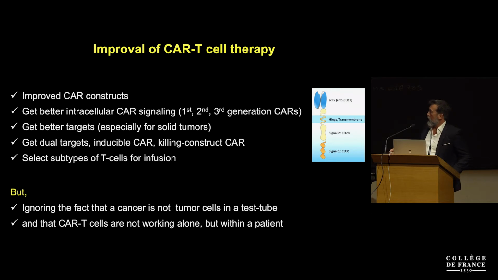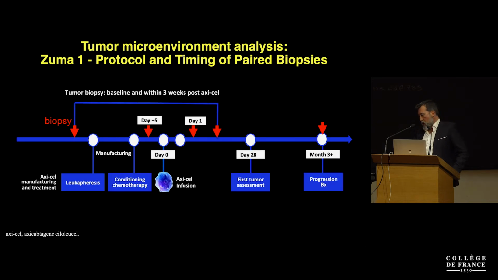the patients. And so what I want to highlight here is that the CAR T cells are not working alone within the patients, but they are working with the help of the immune system of the patients. For that, in this ZUMA-1 trial, we had access to biopsies that were taken at diagnosis, before CAR T-cell infusion, and after CAR T-cell infusion, so that we could see the impact of CAR T cells on the immune microenvironment, and following treatment, also for the patients who had a relapse, at relapse.